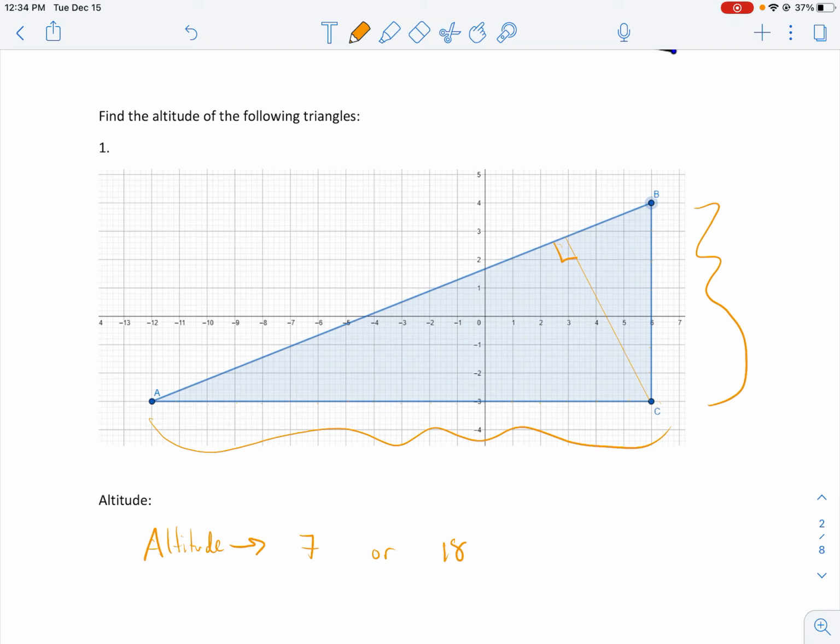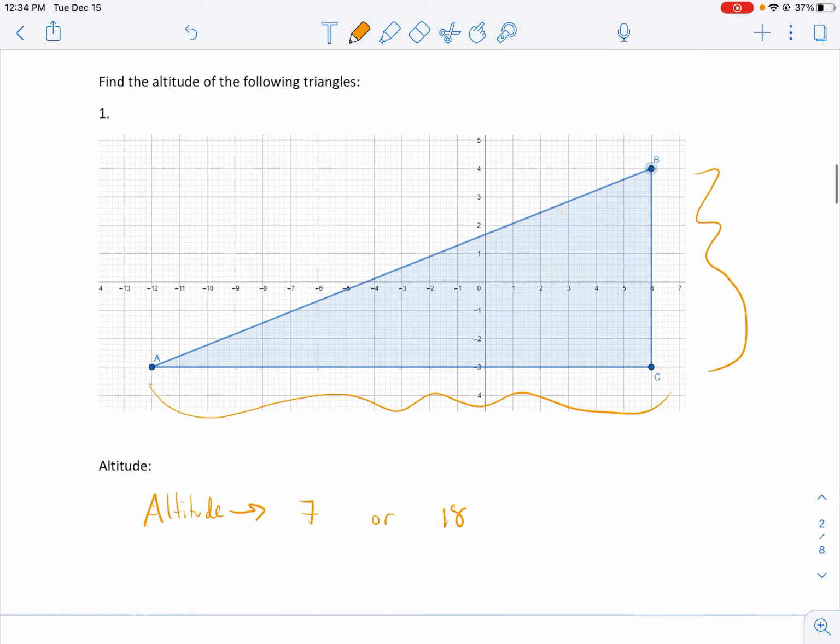Now, if they told us to find the altitude from C to line segment AB, then yes, we would have to do that. We'd have to come up with a perpendicular line going through this point C. But it's not asking us to, so find the easiest altitude that you can. So that's what we're doing here. So on this one, it's 7 or 18.